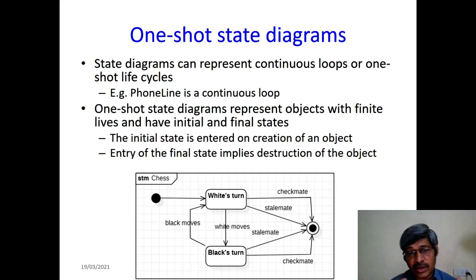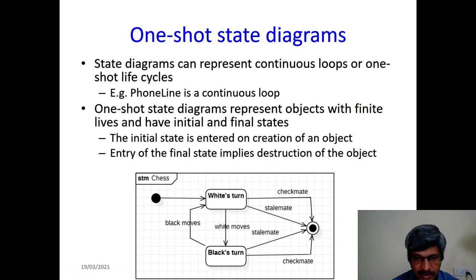One-shot state diagrams represent objects with finite lives and have their own initial and final states. For example, let us look at this chess game. Chess is this state diagram's name. We have this initial state. This initial state is entered on the creation of that particular object. So you have this initial state, and then from there the first transition which happens is white's turn.